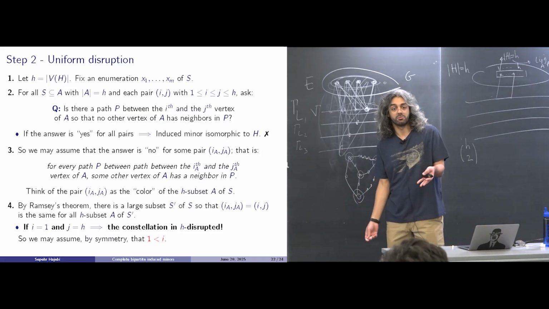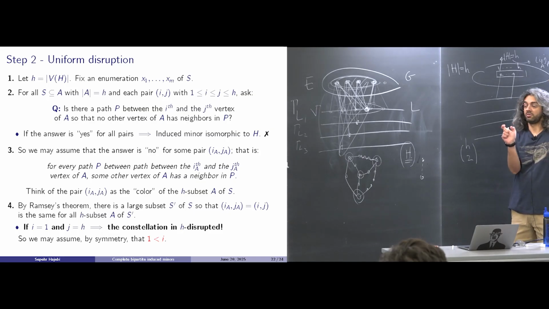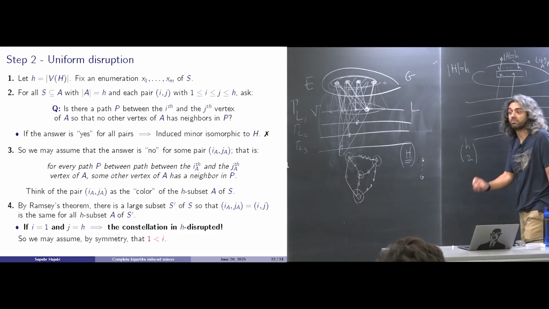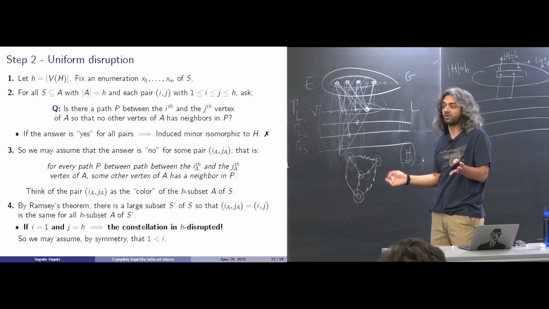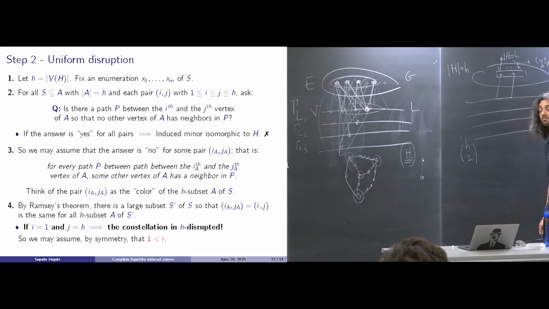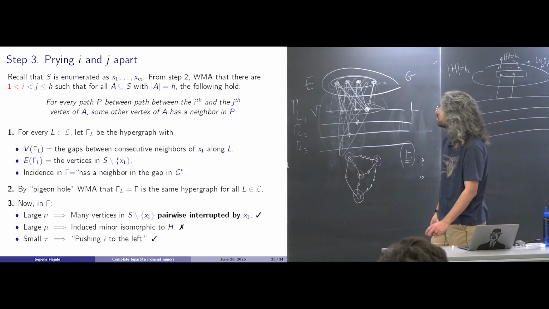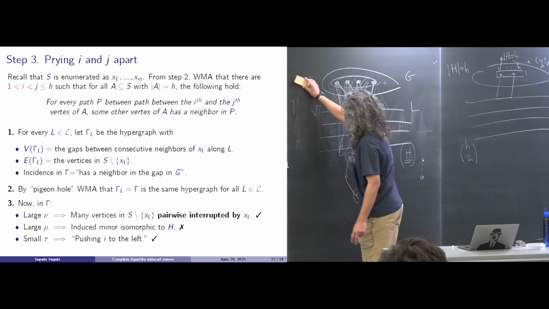And now I can use Ramsey's theorem. If this set of vertices is big enough, I can go to a big subset such that for every subset of that big subset of size h, the color is always the same, meaning the disruption is happening between the same pair of vertices. The pair i and j is always going to be the same. This is just an application of the standard version of Ramsey's theorem. Good? Okay, and that was the second step. And the third and last one is to actually use all of this.